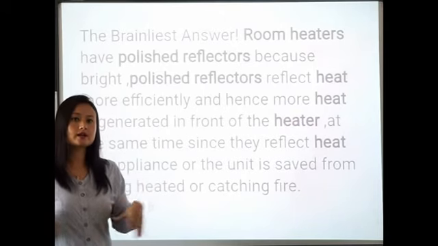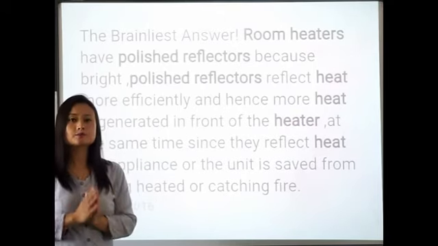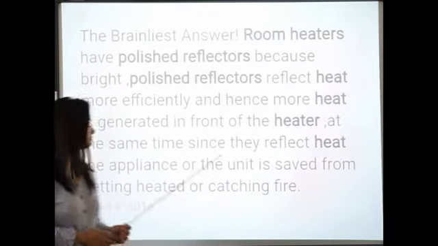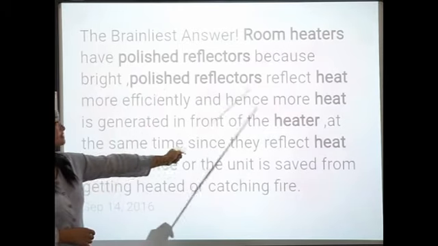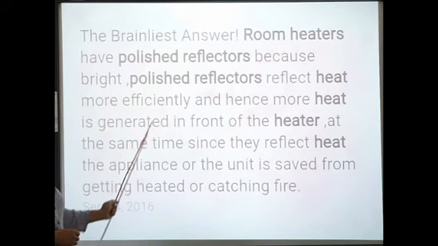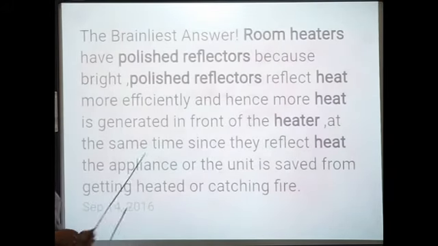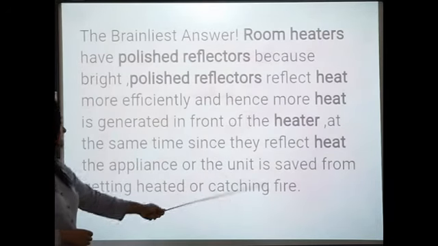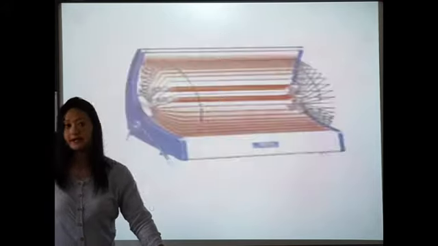That means the air particles which are closer will get heated faster, and thus the room will become warmer. Now see here, heaters have polished reflectors because bright polished reflectors reflect heat more efficiently and hence more heat is generated in front of the heater. At the same time, since they reflect heat, the appliance or the unit is saved from getting heated or catching fire. That is an advantage.